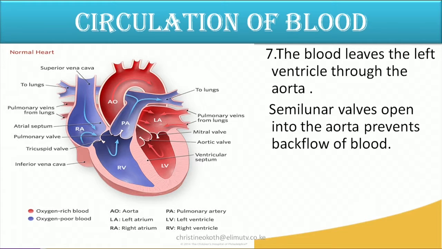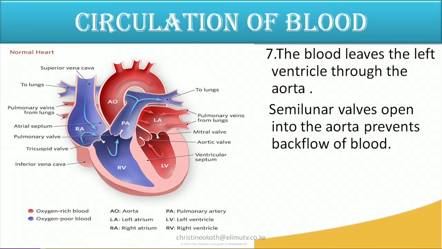So the blood leaves the left ventricle through the outer. So when blood has been pumped and the left ventricle is full, it will pump the blood to the aorta. So there are semilunar valves which are located there, which open into the aorta and prevent the backflow of blood. And the function now of the aorta will be to pump blood to all parts of the body. Now there's a difference between this blood that is being pumped to all parts of the body and the blood which was coming inside through the vena cava.